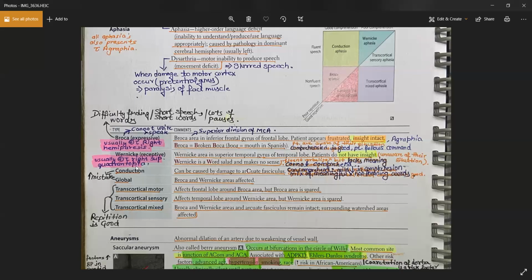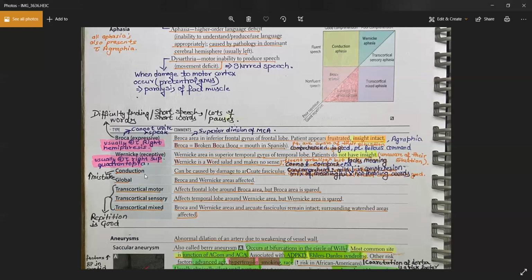Then you have the conduction aphasia, which is because of damage to the arcuate fasciculus. You have good comprehension, your Wernicke's area is normal, you can say everything because your Broca's area is normal. It's just that the connection between Broca's area and Wernicke's area is damaged. As a result, the patient will say something, but in between, at some points, they just forget what they want to say. They forget the words, they have a lot of mistakes in their speech. So that kind of thing is found in conduction aphasia.